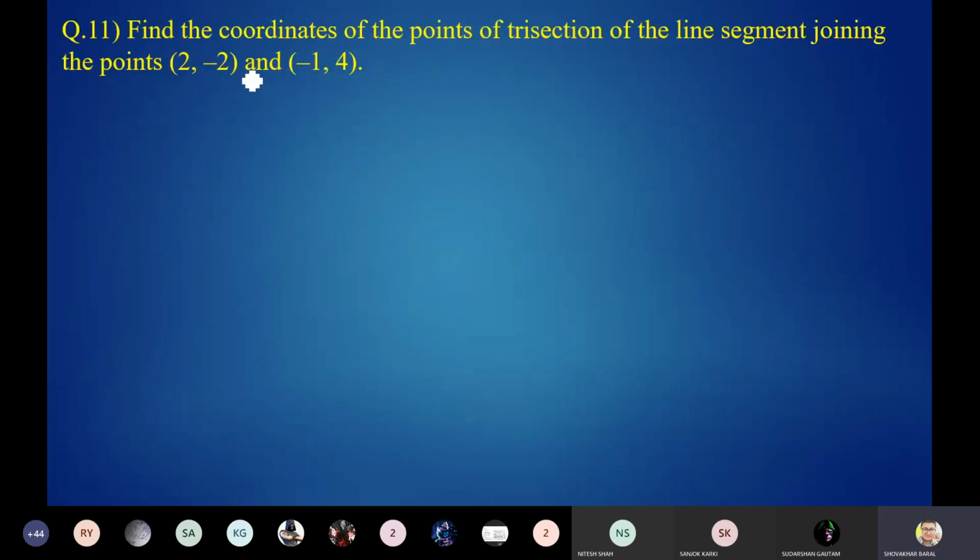So let's continue. Write this question: find the coordinates of the points of trisection of the line segment joining the points (2, -2) and (-1, 4). Write this question. This is the line segment; let's suppose A is (2, -2) and B is (-1, 4). Let us suppose the points are P and Q.